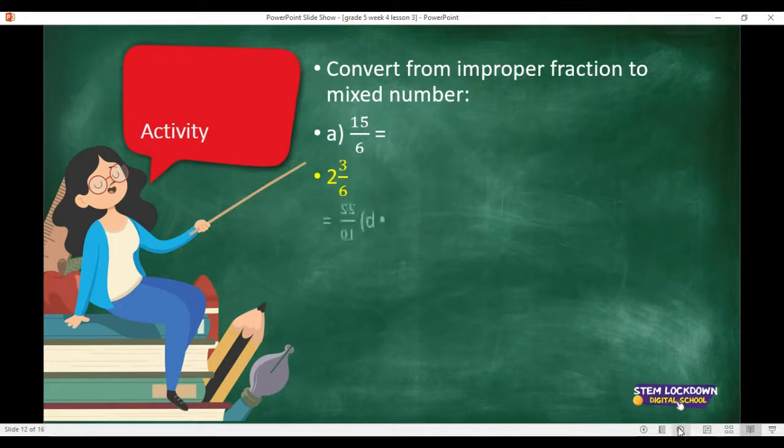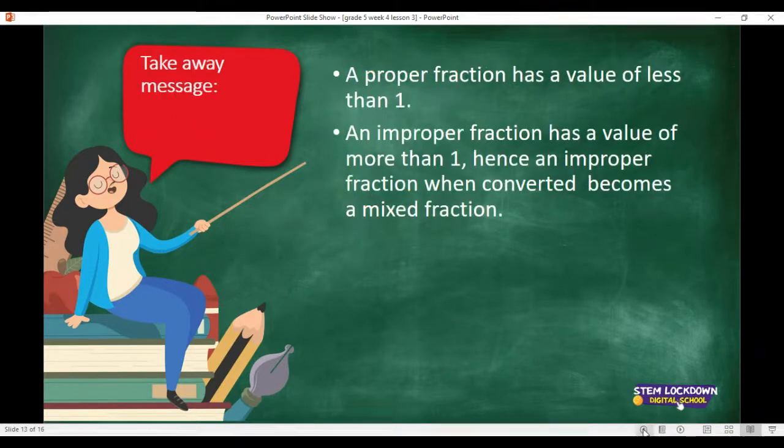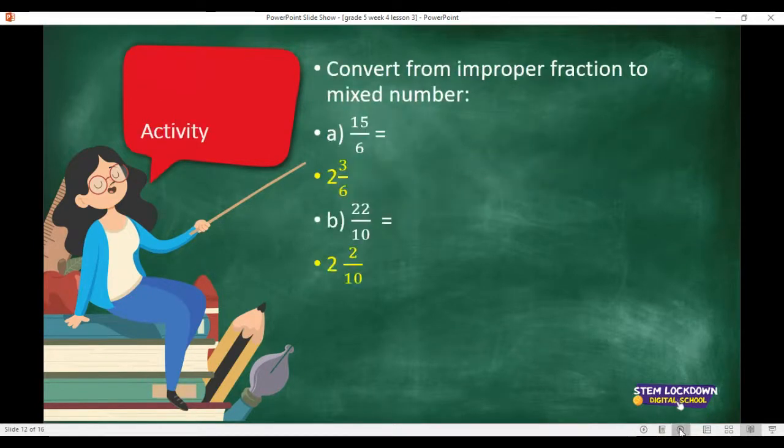Okay, and then you can copy this one. Still, if you see it as an improper fraction, it means that you must change it to a mixed number. So how many times does 10 go into 22? The answer that you get, you write the whole, and then the remainder becomes your fraction. And then the last one.